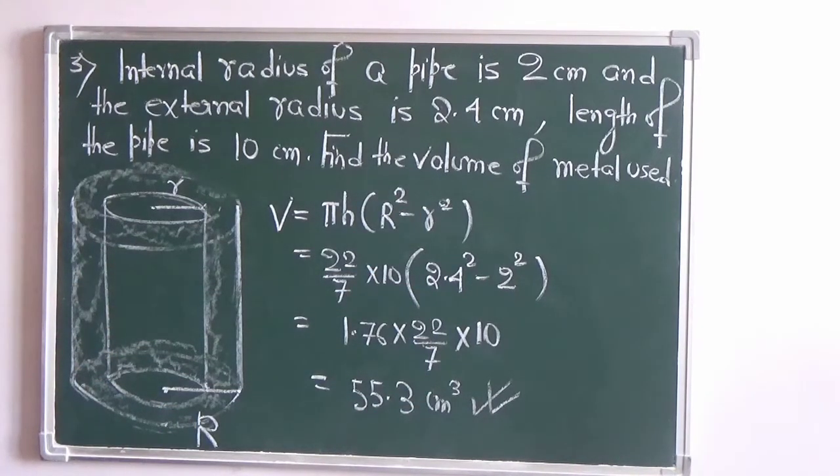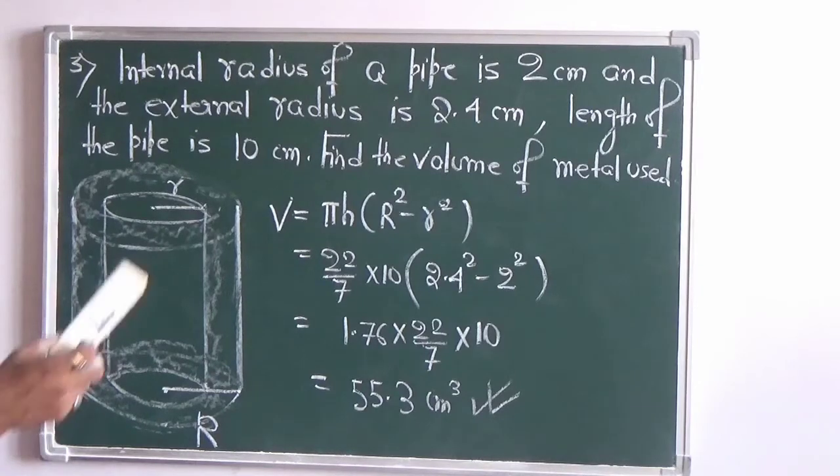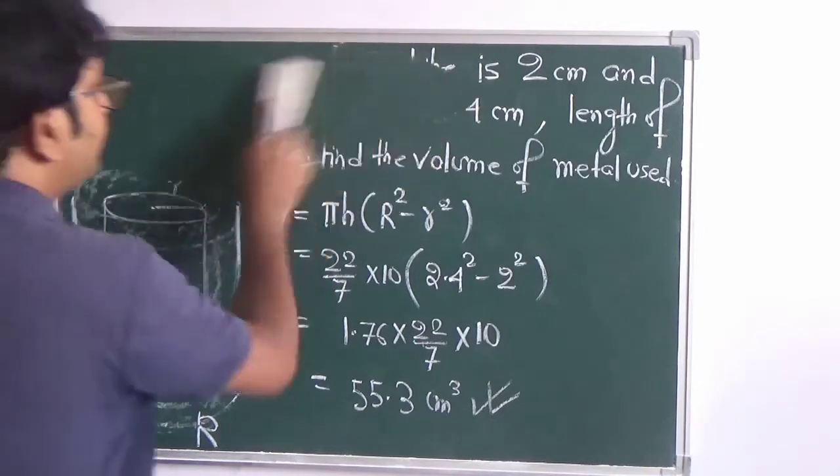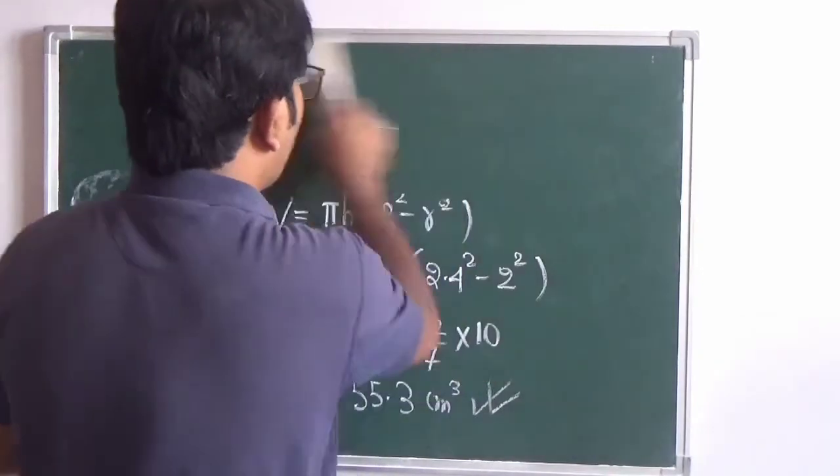So just have a look. Hopefully you have understood the formulas and the concept: what is the right circular cylinder, how to calculate the curved surface area, what is the total surface area, what is the volume. So this much of information you have. Now let us go to the next question. We have not much time left. The class is a little bit disturbed today.